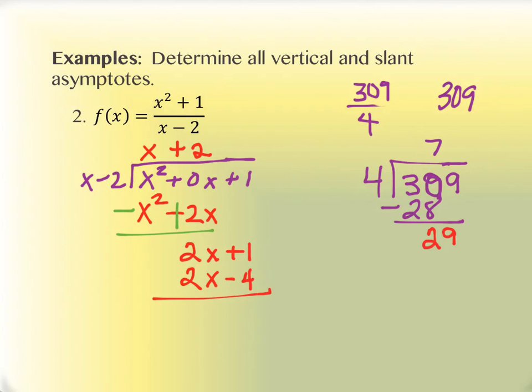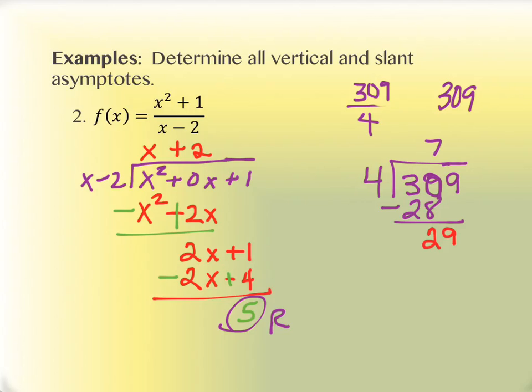Negative 4. And then I need to change my signs, because that's what subtraction is. It's changing signs. So I've got 2x minus 2x is nothing. And then 1 plus 4, which is 5. All right, so this right here is my remainder.